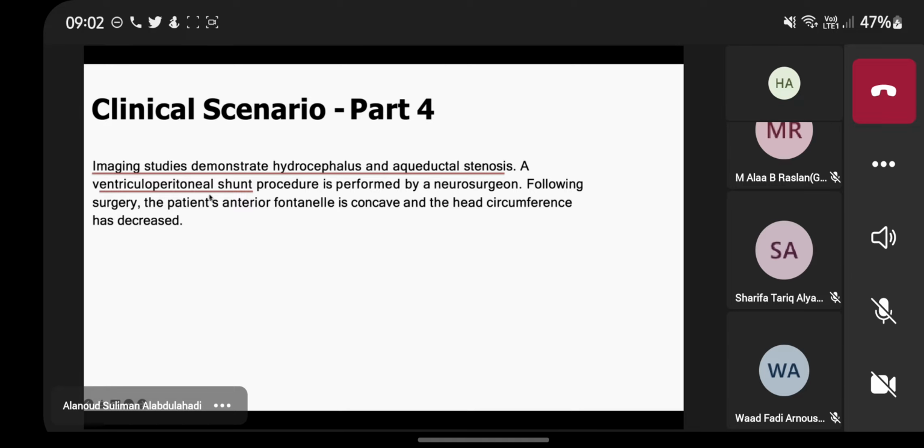Now, for the last part, they mentioned that they had an imaging study that was done, and they did also the ventricular peritoneal shunt. The imaging modality of choice that is used is different according to the patient's age. As I mentioned in the beginning of the scenario, the patient was 12 weeks old, so this suggests that the imaging modality of choice would be an ultrasound.